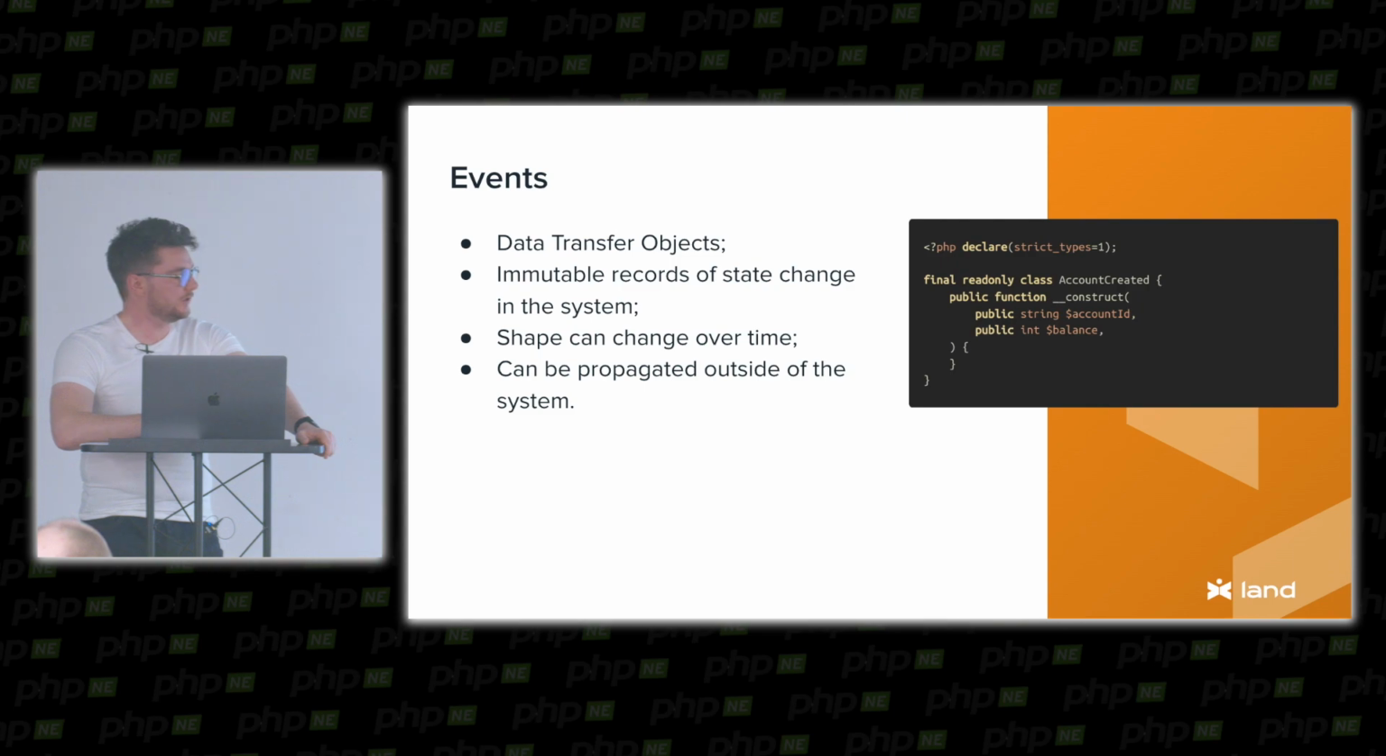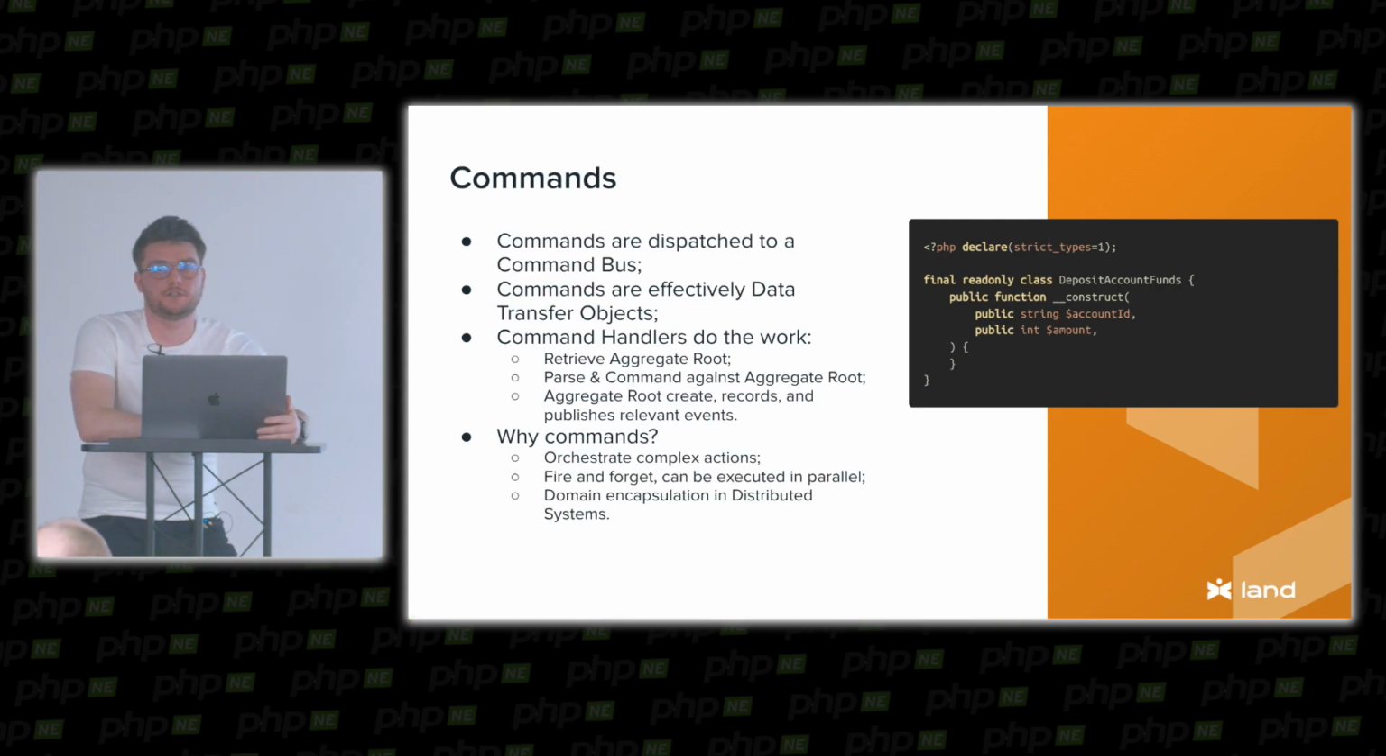So we looked at aggregate roots. And the service had methods where we could create an account, withdraw funds, deposit funds, that kind of thing. You typically wouldn't work directly against an aggregate root. What you would typically do, in a CQRS system especially, is dispatch commands.